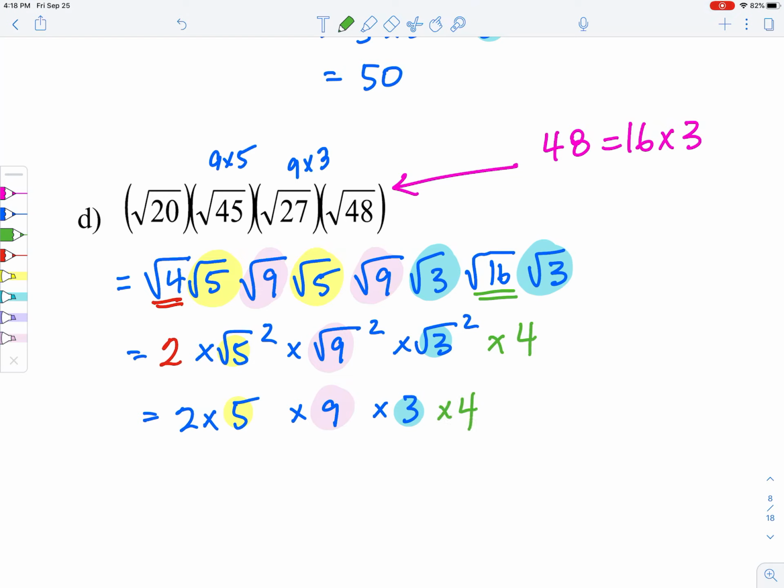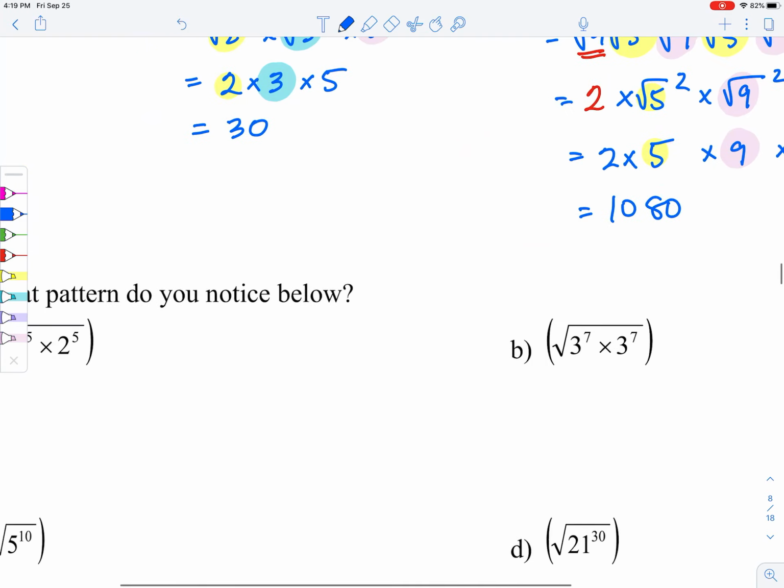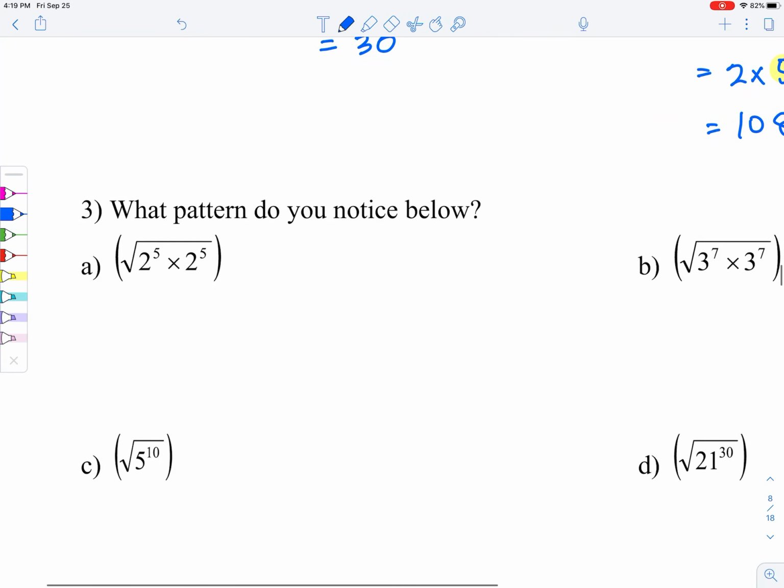So when I have all this, I have 2 times 5 is 10. 10 times 9 is 90. And 90 times 12 is 108 plus a 0, so 1080. So all the time we're looking to break down the square roots. If we're multiplying it all together, we're looking to break it down so that we can find some doubles.